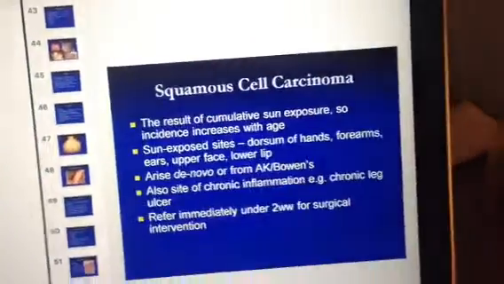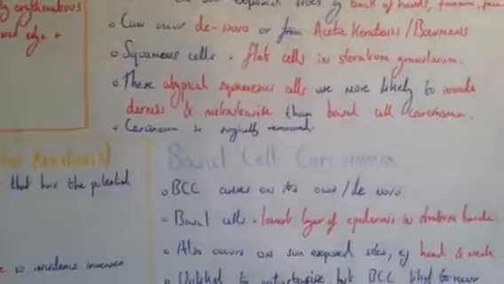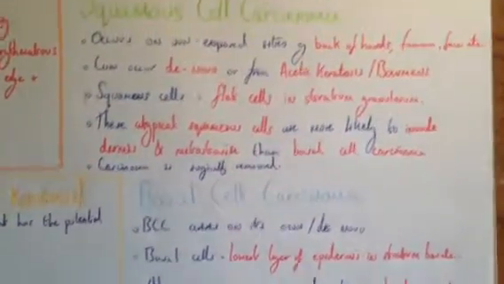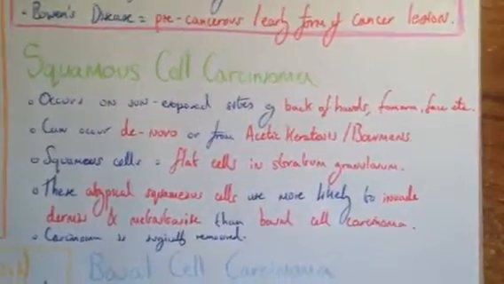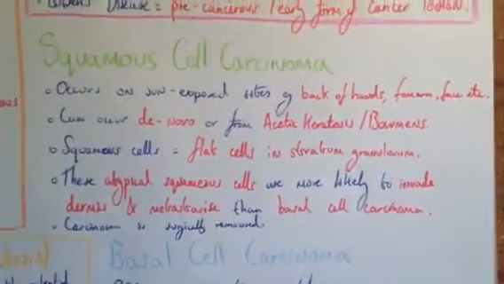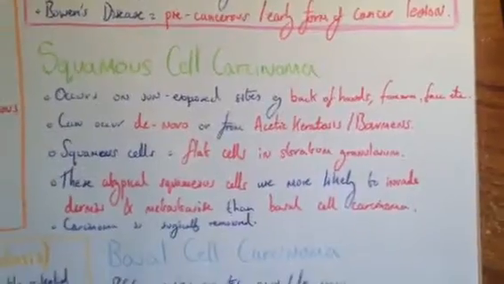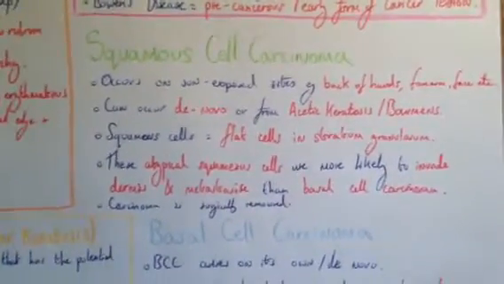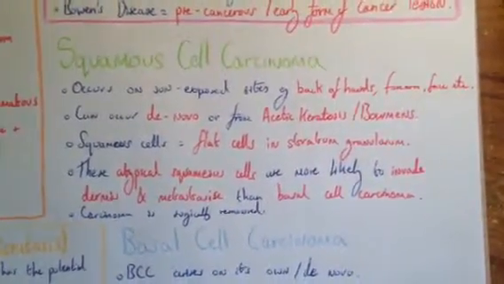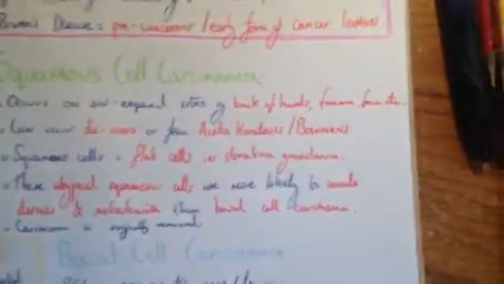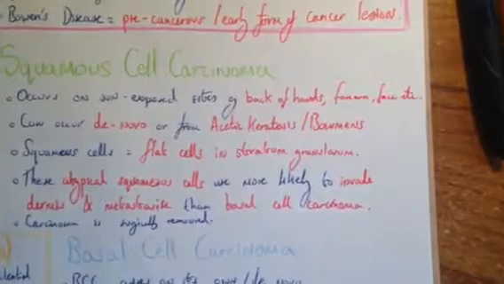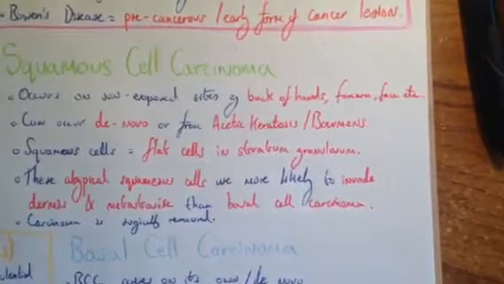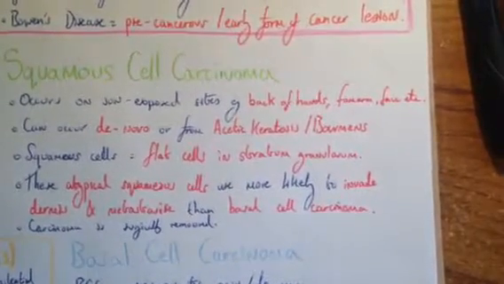Here's squamous cell carcinoma. As we were saying, the squamous cells are flat cells in the stratum granulosum. As we said before, there are four layers of the epidermis. Remember, BSGC, not PSG. The squamous cells are flat cells in the stratum granulosum. These atypical squamous cells are more likely to invade the dermis and metastasize than basal cell carcinoma.